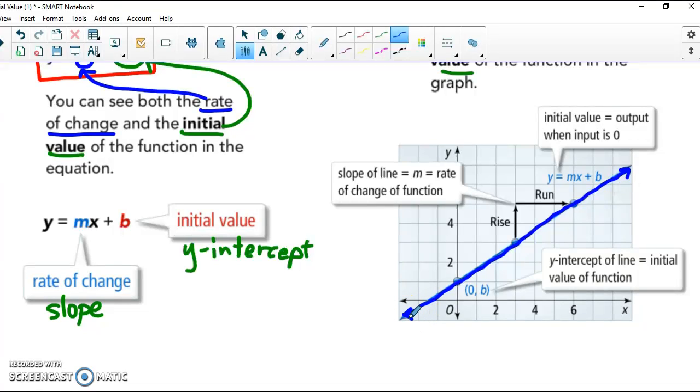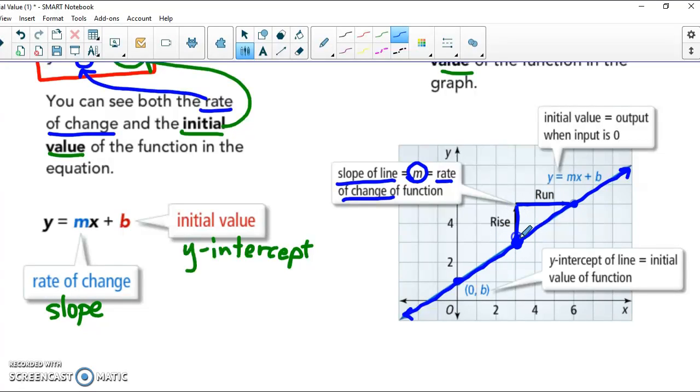And I can look at this and I can see the slope of the line, which we call m in our equation, and the slope is also the rate of change. Remember, we have calculated that slope or rate of change by picking points on the graph, and from one point to the next, we calculate the rise over the run.